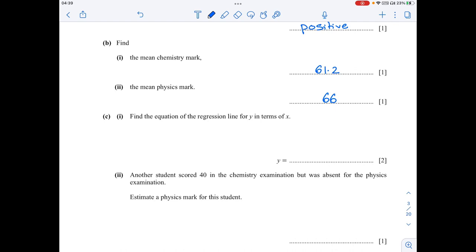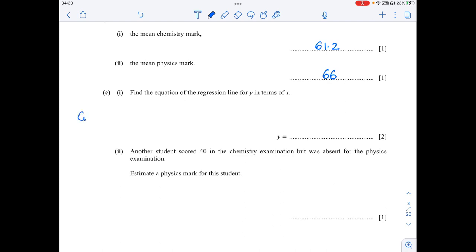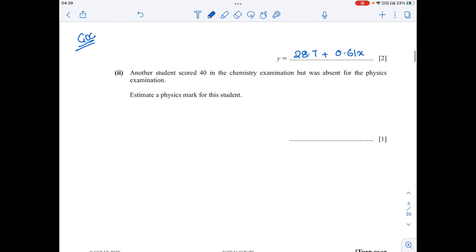Then find the equation of the regression line for y in terms of x. So you have to use the graphing calculator. When you use the graphing calculator and enter the data, directly you should be getting the answer as 28.7 plus 0.61x. So once I get that equation, he says that another student has scored 40 in the chemistry examination but was absent for the physics examination.